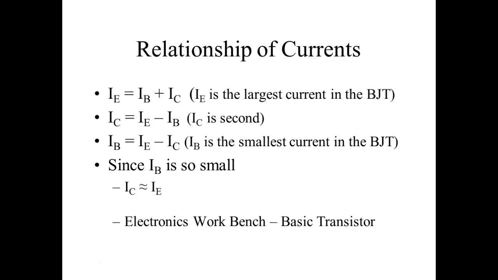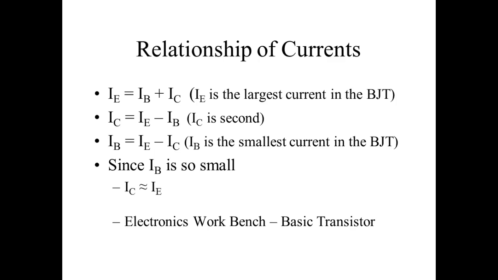It's false. How can IC and IE be equal to each other if IE equals IB plus IC? That would be like saying if IB was 0, then that might be true, but it's not. So IE and IC can never be equal to each other. IE is the largest current in the transistor. Now, if it says IC is approximately equal to IE, that would be true. But the trick there is approximately and equal to, right? They are never equal to each other. None of the currents in the transistor are equal to each other.